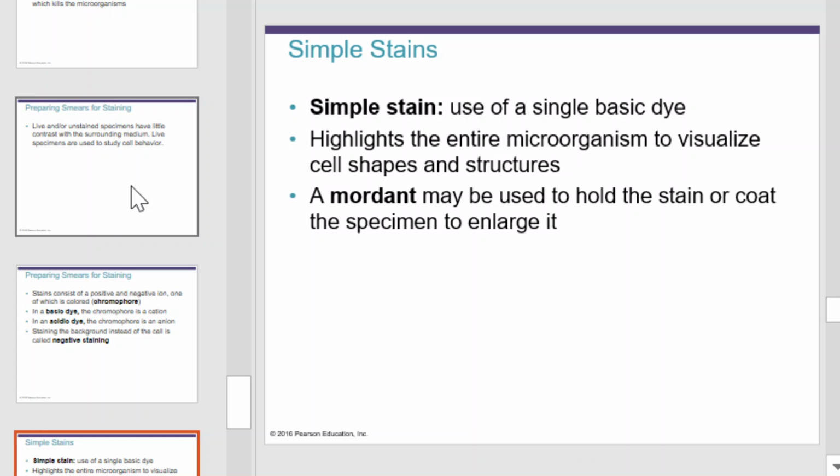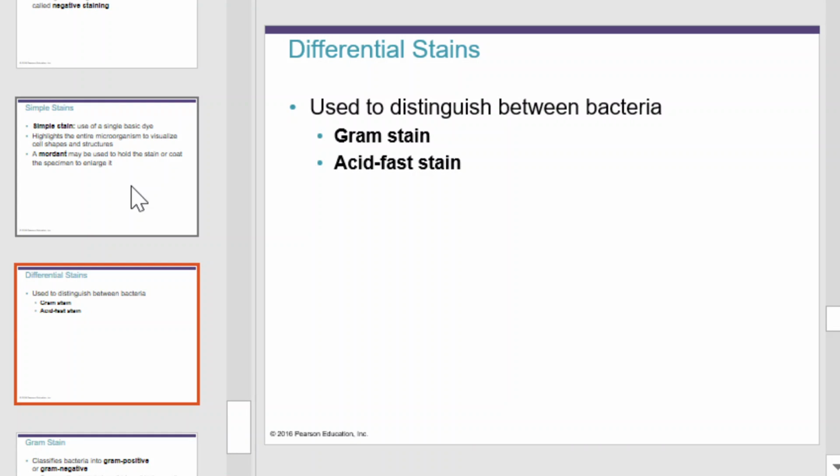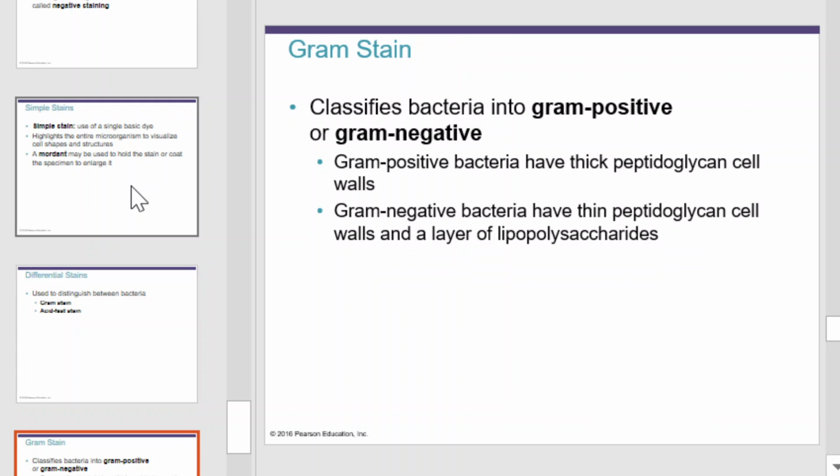Simple stains. Simple stains use a single basic dye, or a single basic stain, and highlight the entire microorganism to visualize cell shapes and structures. Occasionally, a mordant may be used to hold the stain or coat the specimen to enlarge it. Differential stains are used to distinguish between bacteria. Gram staining and acid-fast staining are examples of differential stains.